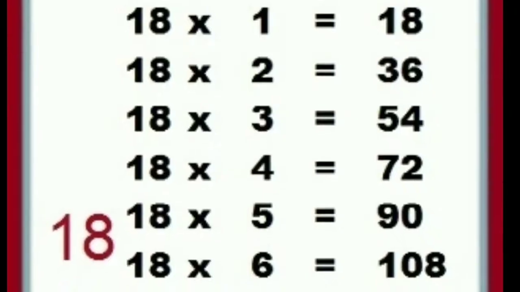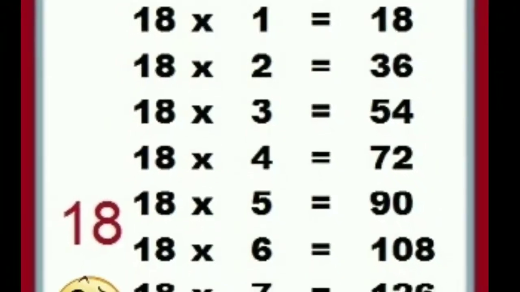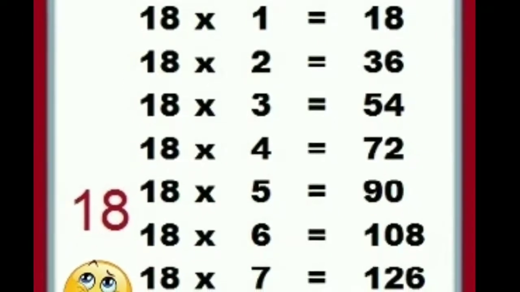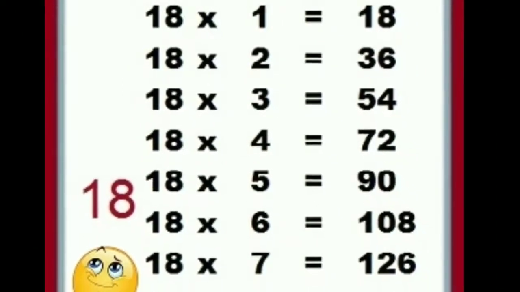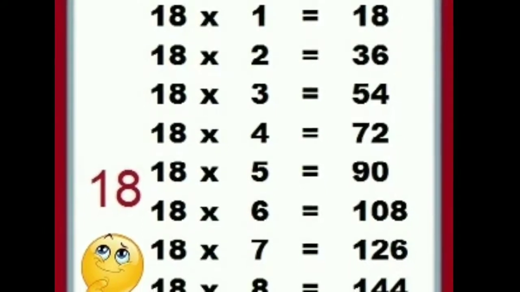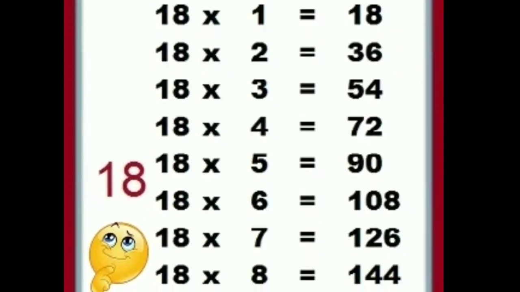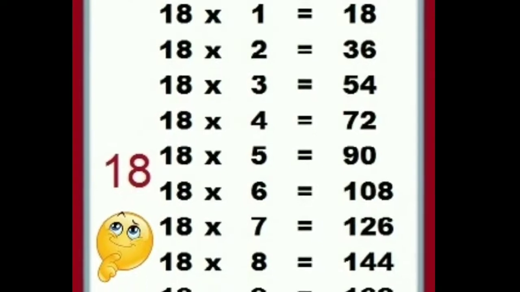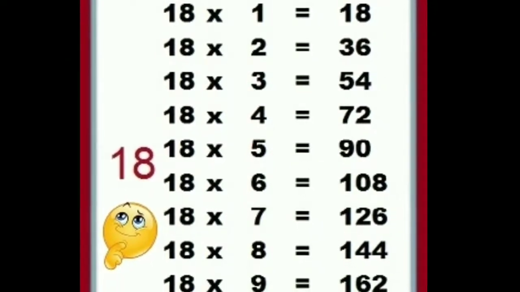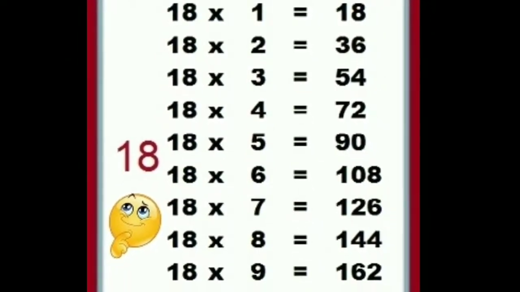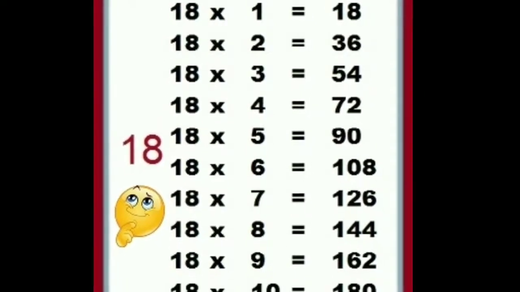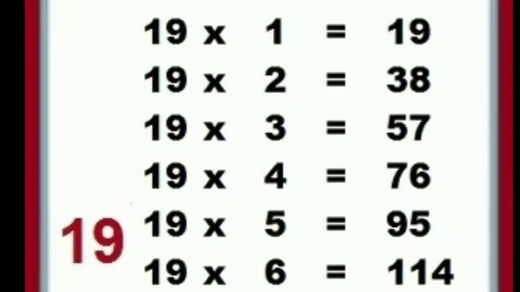Table of 18. 18 ones are 18, 18 twos are 36, 18 threes are 54, 18 fours are 72, 18 fives are 90, 18 sixes are 108, 18 sevens are 126, 18 eights are 144, 18 nines are 162, 18 tens are 180.